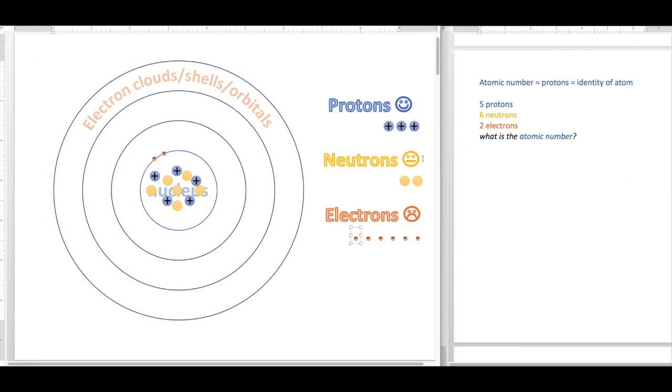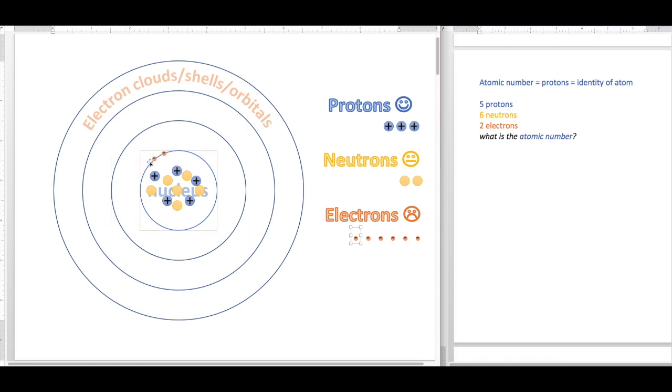So back to our example here. If we have 5 protons, 6 neutrons, and 2 electrons, what is the atomic number? Of course, it's 5 because we said the atomic number is equal to the number of protons. And so here it's depicted. We've got our 1, 2, 3, 4, 5 protons, our 6 neutrons, and our 2 electrons.